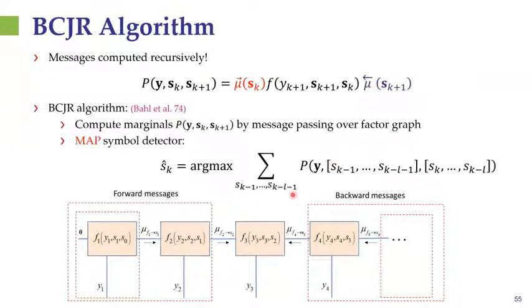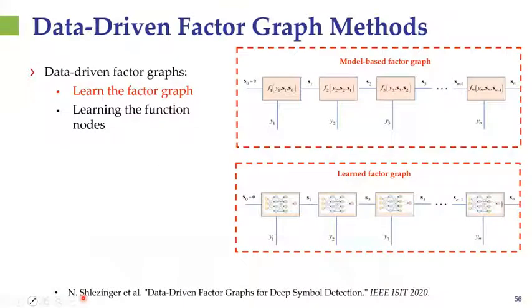Now let us note that all we needed in order to carry it out was knowledge of the factor graph. So if we were to know the factor graph, namely the function nodes, we could carry out the message passing over the graph. So what we propose to do here, what we call BCJRNet, is essentially to learn the factor graph and then do message passing over the learned graph.